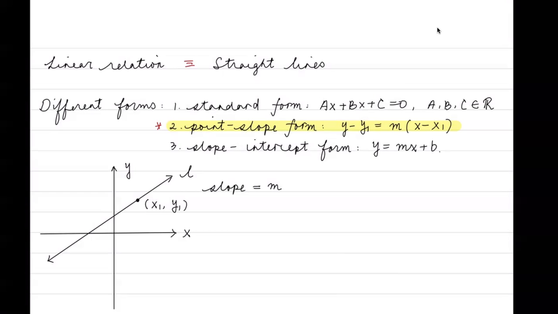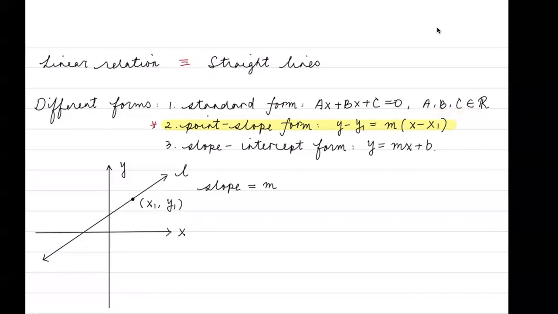If we have a straight line, we have different forms, different ways of expressing this straight line using linear relations. We have standard form: Ax plus By plus C is equal to 0, where A, B, C are all real numbers.